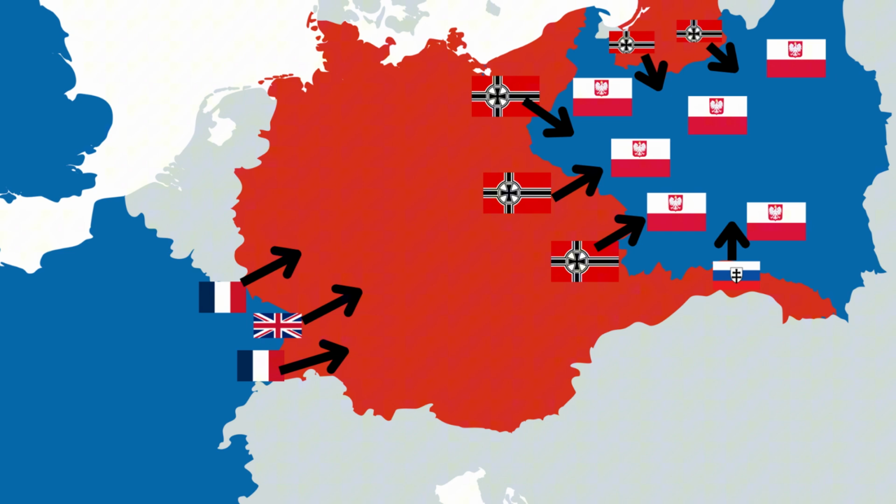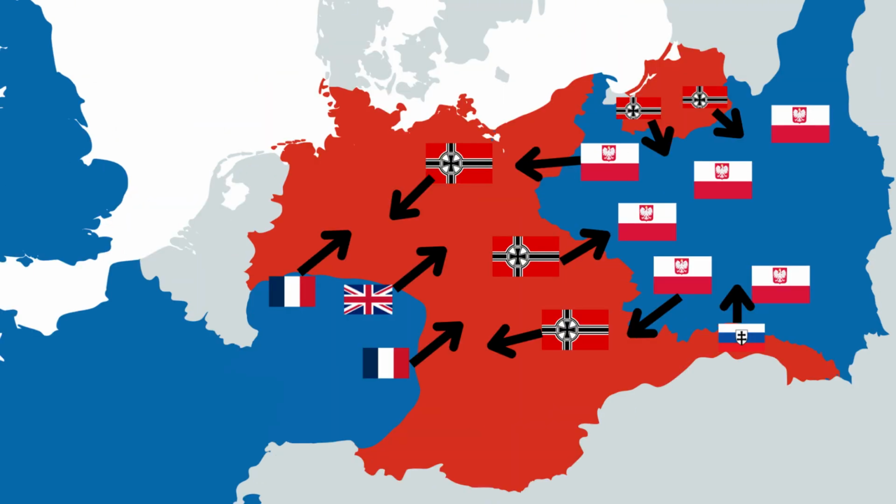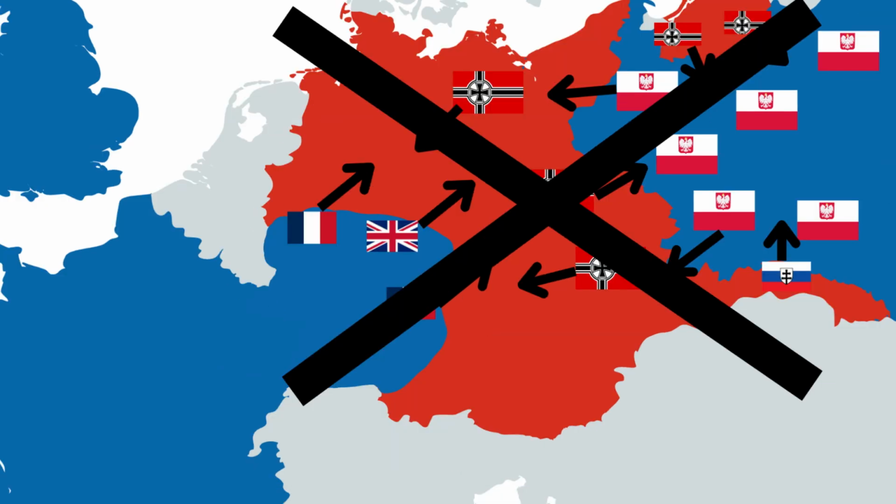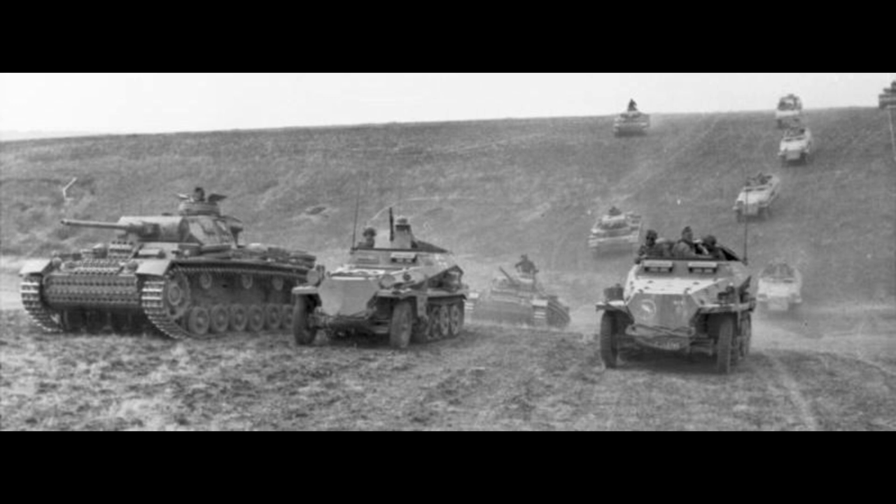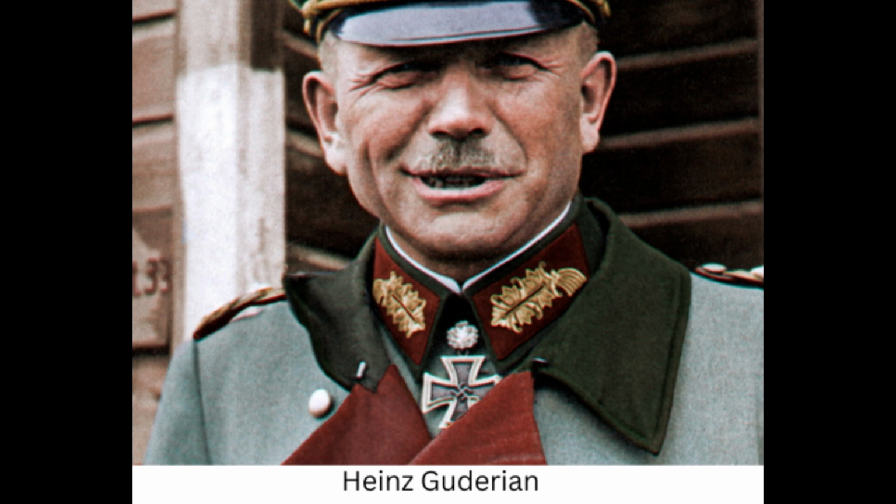Poland held on to hope that their allies, Britain and France, would come to their aid, opening a second front against Germany in the west, but those hopes would quickly fade. Instead, Poland would face a new kind of warfare, a brutal and fast-paced strategy masterminded by General Heinz Guderian, Blitzkrieg.